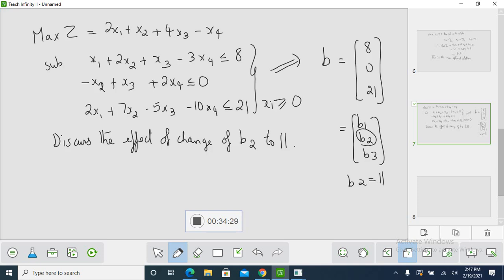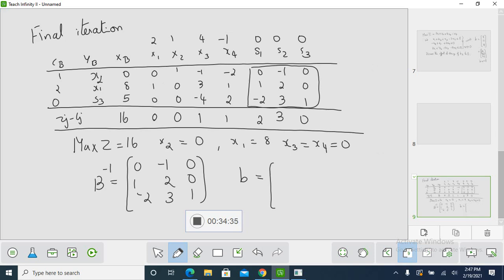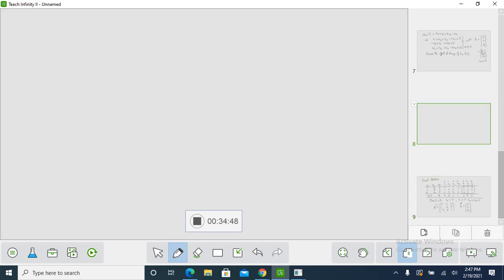What did I do? Yeah, I did some mistake, I believe. So here my new B will be 8, 11, 21. Let me call this B star because it is going to be my new B. Next, I have to find out the XB value. So what is my XB? My XB is B inverse of small b.